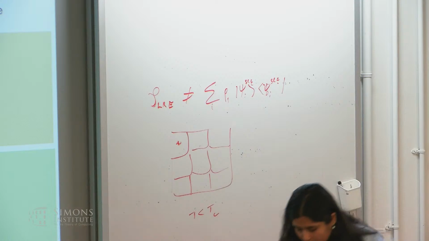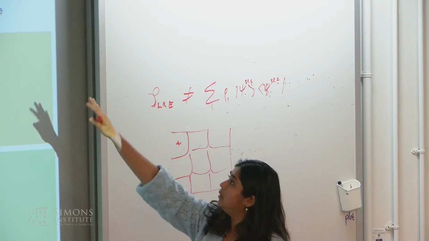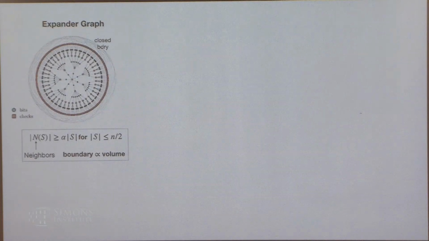All right. And the types of models that we'll be talking about are quantum LDPC codes with 3 conditions. One is strong enough linear co-boundary confinement. I'll tell you what that is. Non-redundant checks and constant code rate. Okay, so I just have one slide on models here. It's great that I now get to give this talk without explaining all the stuff about these models.